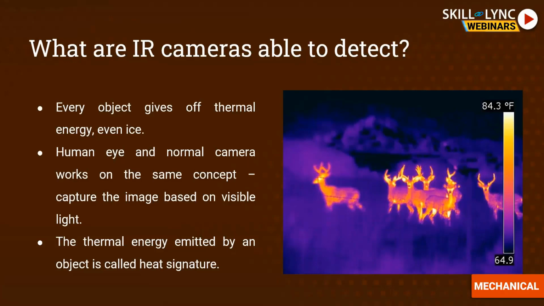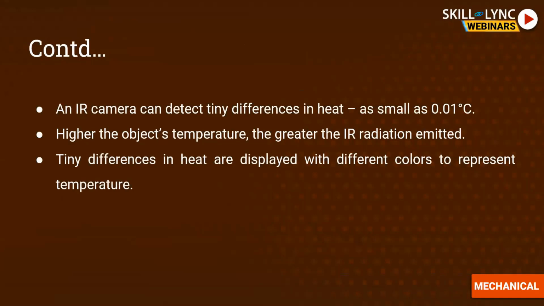What are the main things that an IR camera is able to detect? It can detect even tiny differences in heat, as small as 0.01 degrees Celsius, which is a big thing, because in a cluttered background or in a crowded space, it is really important for the classification that the camera can detect each and every person or each and every animal. So this is the big advantage of it.